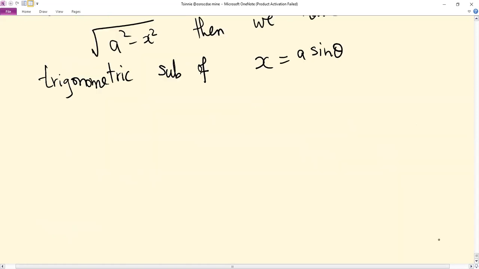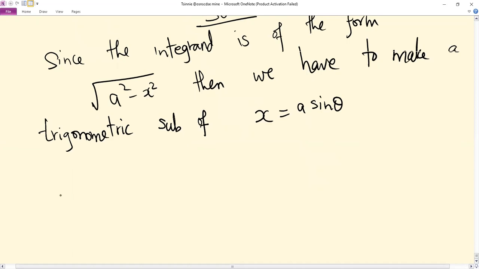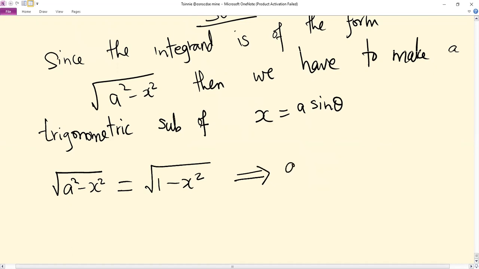And then we relate that the general discriminant is a squared, ours is 1 minus x squared. So it should not be hard to see that a is 1. Therefore, our substitution is x equals sine of theta, because 1 times sine theta is just sine theta.